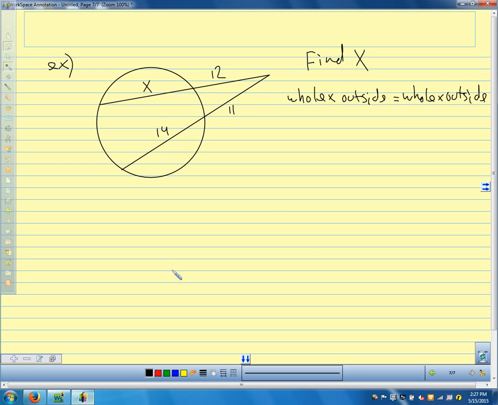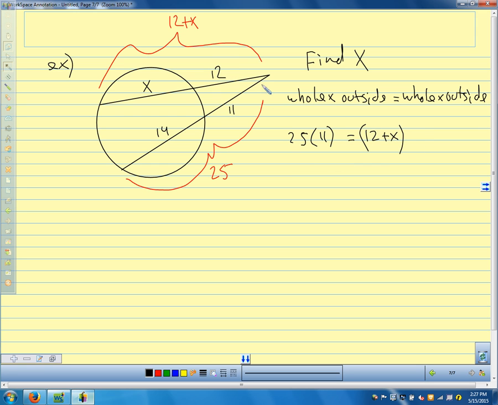Good. All right. So what's the whole length for this segment? 25. We add those two together, right? So for this first one, I'm going to say 25 times the outside piece, 11, equals, what's the whole length here? 12 plus x, there we go. You have to add them together. Equals the whole, 12 plus x, times the outside, 12.